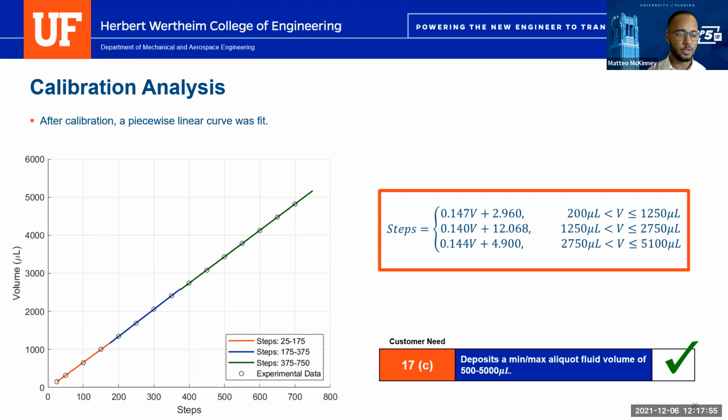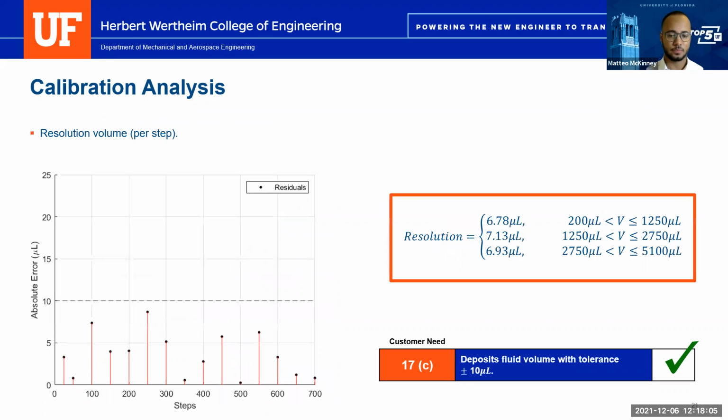As you can tell, there are three different ranges highlighted by the red, blue, and green linear fits for our experimental data. And we were then able to understand the resolution volume per step in order to assess whether or not the fluid volume that we were able to eject was within the proper tolerance of plus or minus 10 microliters. And as you can tell, our design is able to meet that requirement.